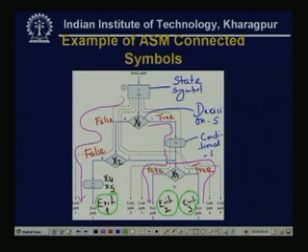So, normally in this way the design is represented by a special type of flowchart consisting of 3 types of symbols: the state symbols, the decision symbols and the conditional symbols. This is one example of the ASM connected symbols, or we can say this is an ASM chart, one example of an ASM chart.